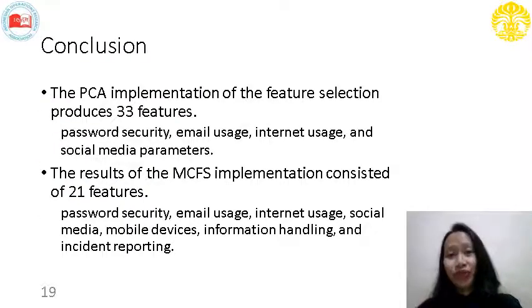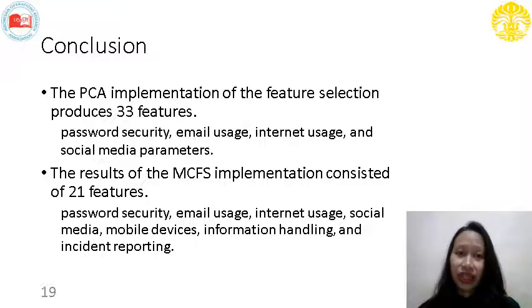For conclusion, we have compared the result of PCA feature selection with that of MCFS on the HRIS questionnaire distributed at the XYZ Institution. The PCA implementation of feature selection produced 33 features in password security, email usage, and internet usage parameters, where each parameter consists of 9 features, and the social media parameter, which consists of only 6 features.